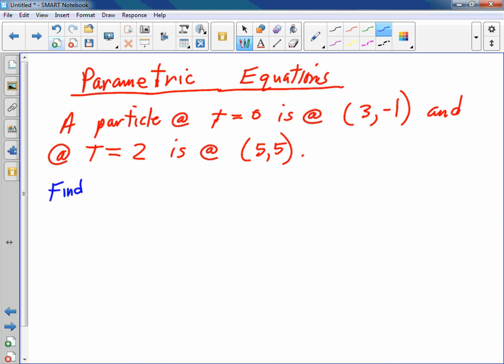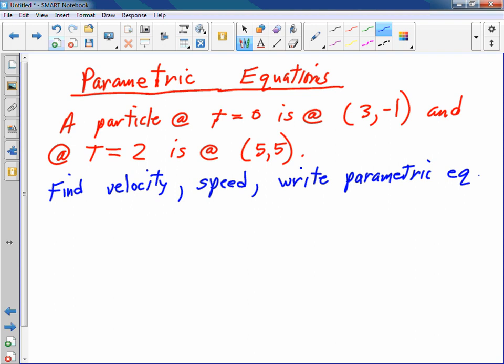Find velocity, of course, we're going to do that. Speed. And write parametric equations. Okay, so that should be fine. So, yeah, we can do that.